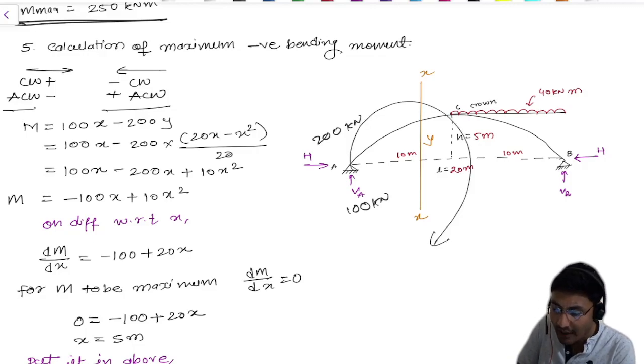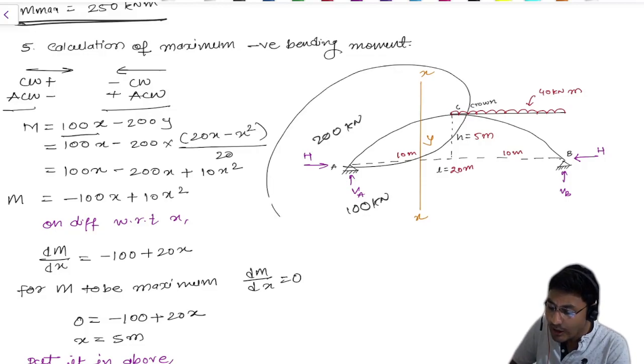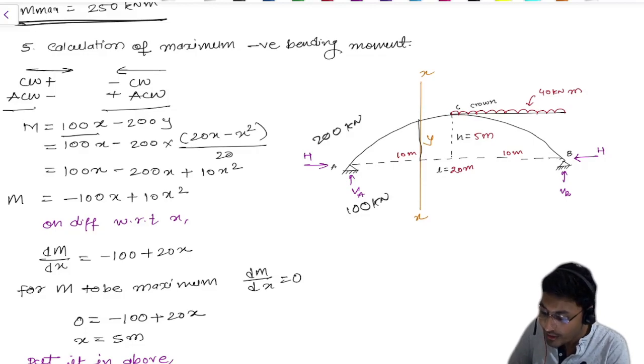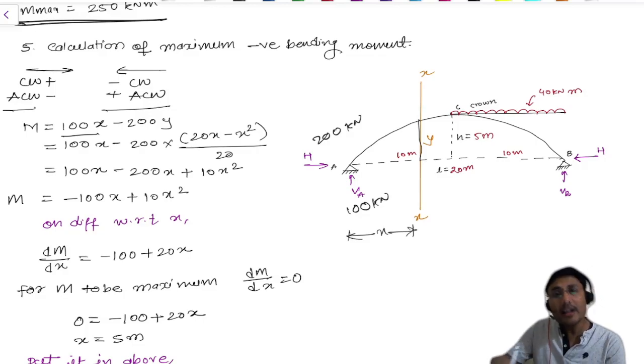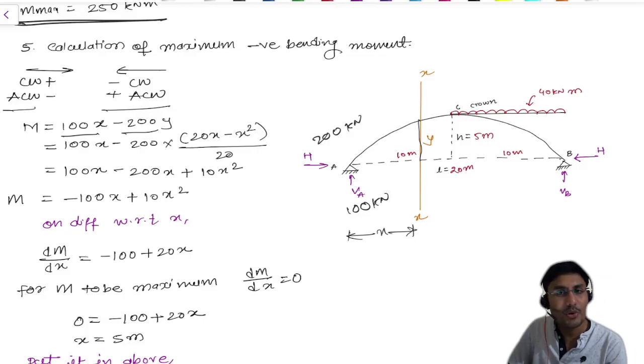That's why I have mentioned 100x, and H is moving in the anti-clockwise direction, so it is mentioned as minus 200, and the vertical distance is y. Here, the horizontal distance I consider as x. So 100 into x minus 200 into y. That's the reason I have kept the equation here.